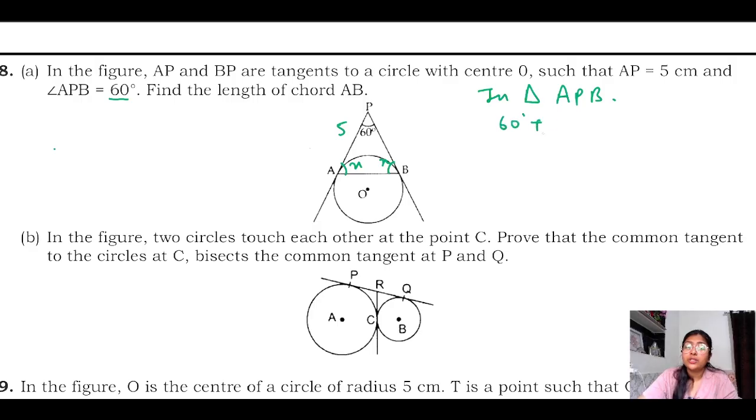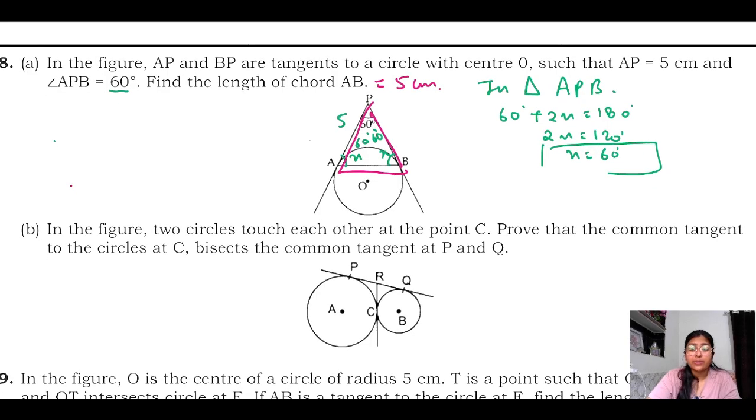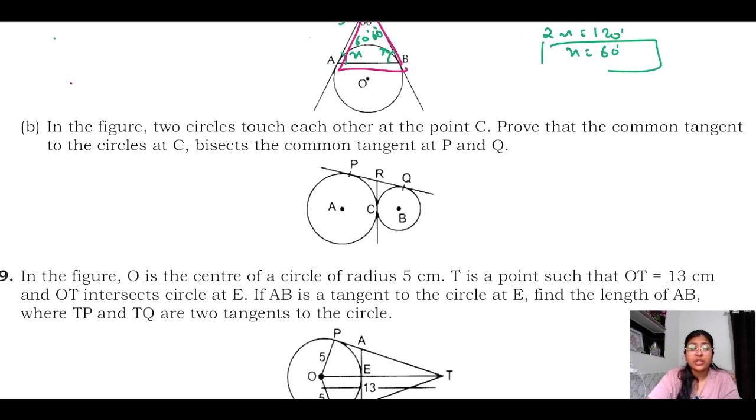So 60 plus 2x is equal to 180. 2x is equal to 120. The value of x is 60 degrees. If the value of x is 60 degrees, it means the triangle PAB is an equilateral triangle. If it is an equilateral triangle, then all the sides are of equal length. This implies the chord AB is of length 5 centimeters. Okay, learners, this question is clear to you.